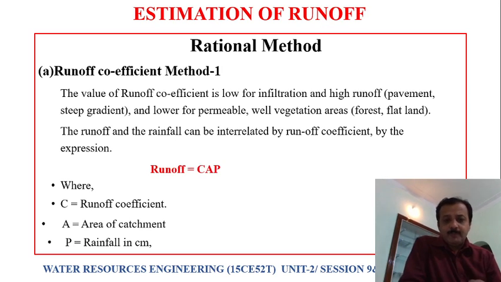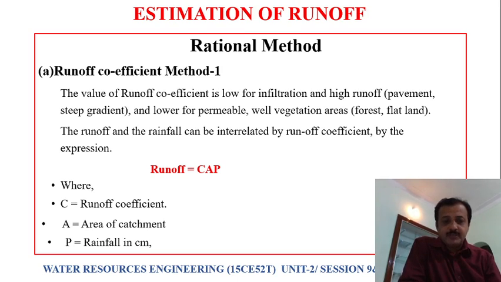This is the formula. Runoff is equal to CAP. You can remember it like this. What is the C? C is called the runoff coefficient. A is called the area of the catchment. And P is equal to rainfall or precipitation.